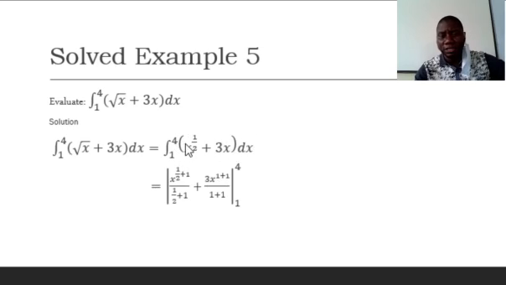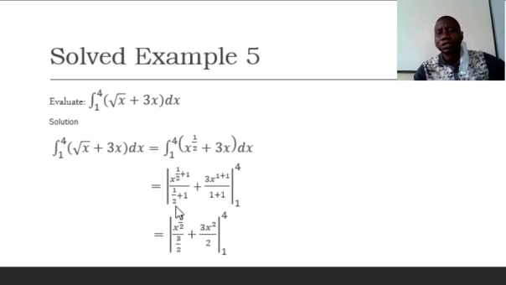Now, to integrate the content here, it will be x raised to power half plus 1 over 1 plus half, plus 3 times x raised to power 1 plus 1 over 1 plus 1. Don't forget the process: increase the power by 1 and then divide by the new power. If I increase the power of this x by 1, that will be x to the half plus 1 over half plus 1. Plus, the power here is 1, so I increase by 1 again, it will be 1 plus 1 over 1 plus 1.